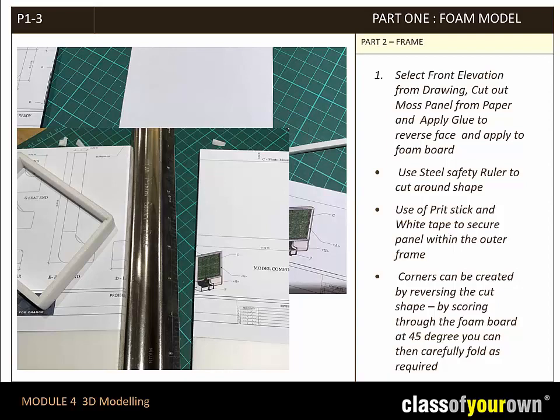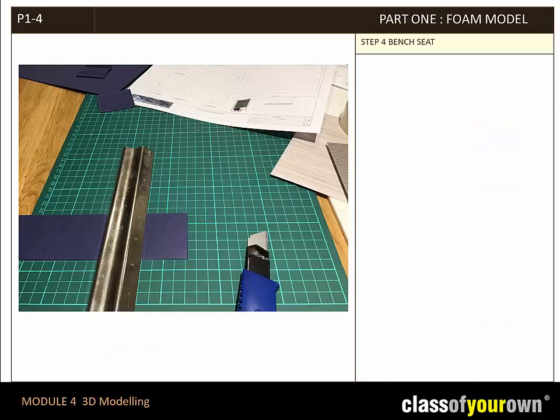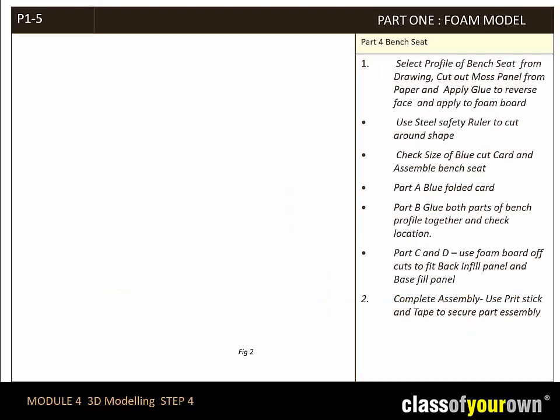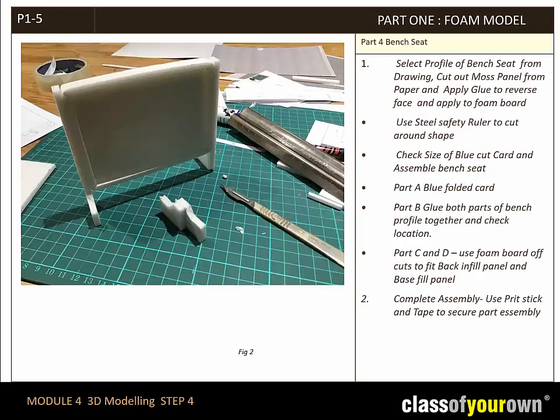So by making the frame in one piece, we can actually cut the corners at 45-degree angles to wrap it round the space itself. For the bench seat, I'm using blue corrugated card. Simply by scoring one side, we can then use the safety ruler in order to bend it. So initially, all we need to do is make sure we've got the correct width.